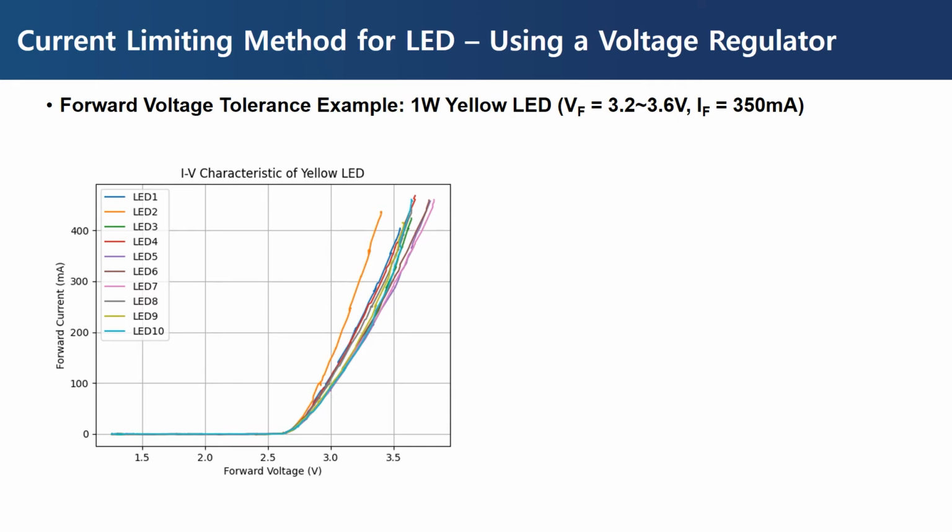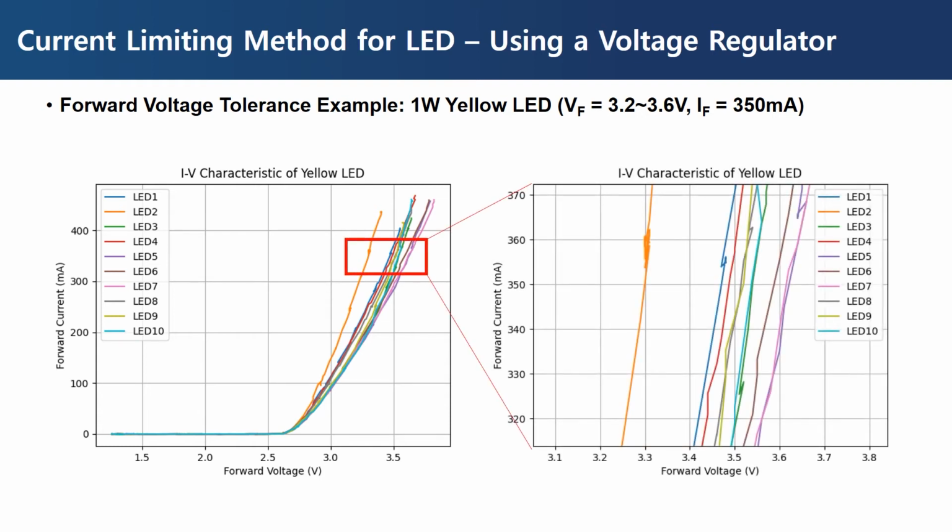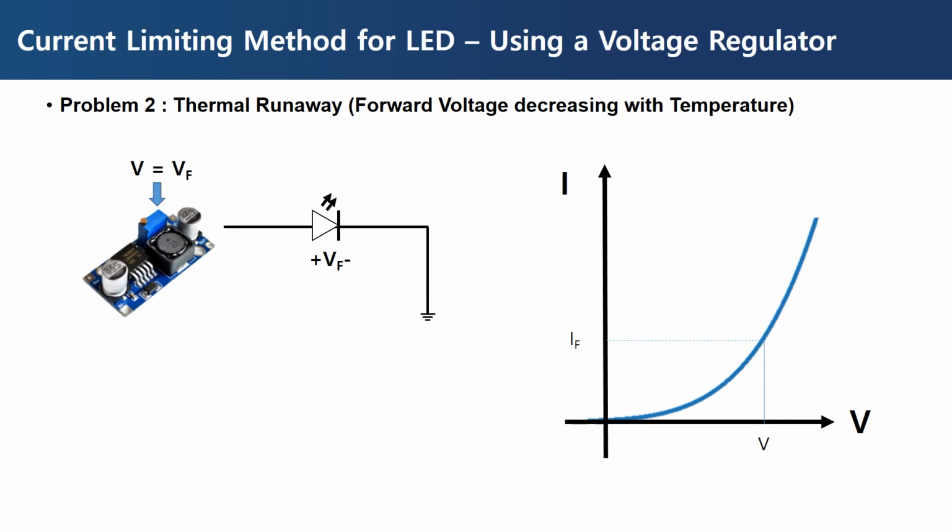To check the tolerance of the forward voltage, I measured the IV characteristic of 10 1-watt yellow LEDs. In most cases, 350 mA of current flowed at approximately 3.5 volts, but one LED had the same amount of current at about 3.25 volts. If a voltage of 3.5 volts was applied to this LED, the current flow would have been 500 mA or more, which may damage this LED. You can see that these 10 LEDs had a forward voltage tolerance of about 10% at a current of 350 mA.